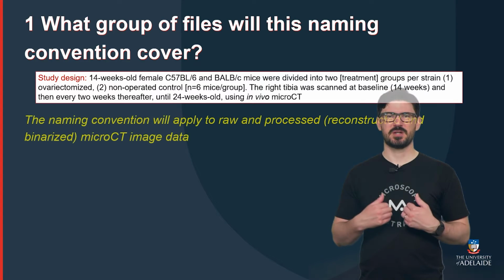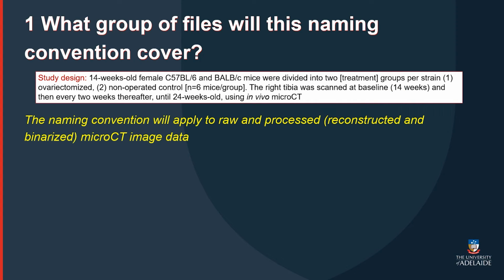In my study, we used only a single microscope for imaging our specimen, and that is microcomputed tomography or micro-CT. These images are, however, processed, and thus the naming convention is going to apply to both raw and the processed image data. And I'll talk about tracking differences between my image files at a later step.